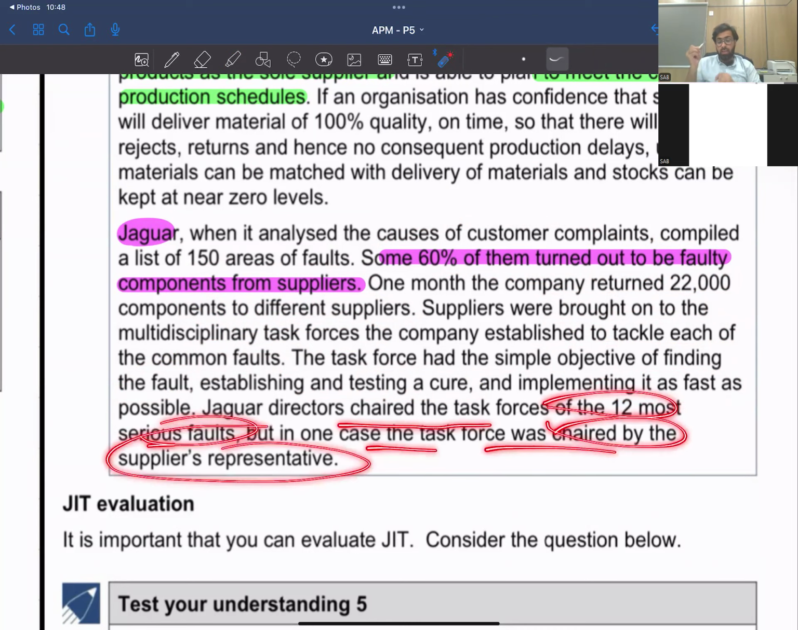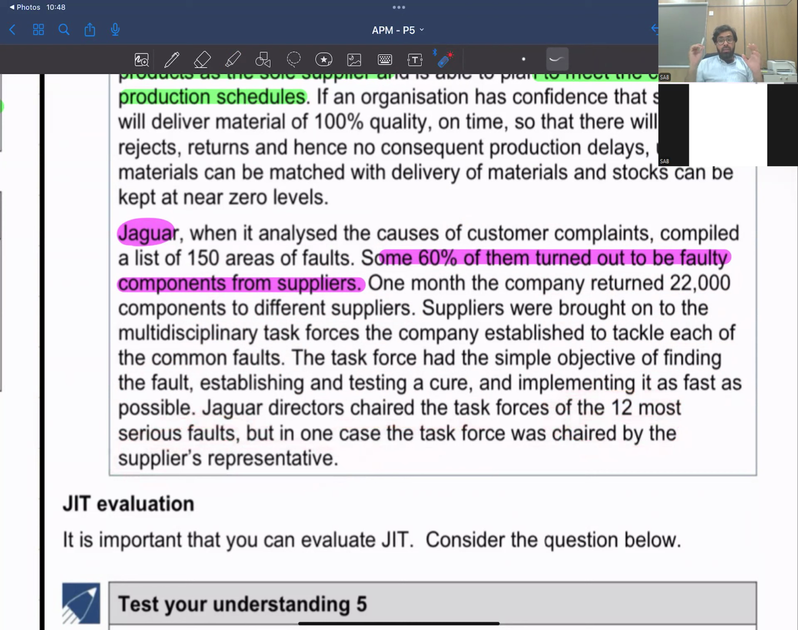Sometimes the company involves suppliers in their downfall as well, because Jaguar similarly did. They highlighted the reasons why we are rejected, and out of those 150 reasons, they know that 60% of them, like 80 of them, are from the suppliers. So they involve the supplier with them as well, that because of you guys, we are getting screwed. So kindly resolve this issue.